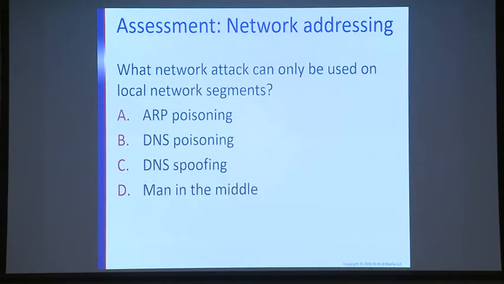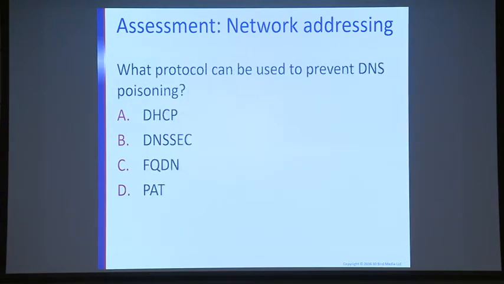What network attack can only be used on local network segments? This is going to be ARP poisoning, because ARP does not cross your broadcast domains, so we don't have to worry about that one. What protocol can be used to prevent DNS poisoning? I would really hope it's DNS security. It's kind of a give-me question.